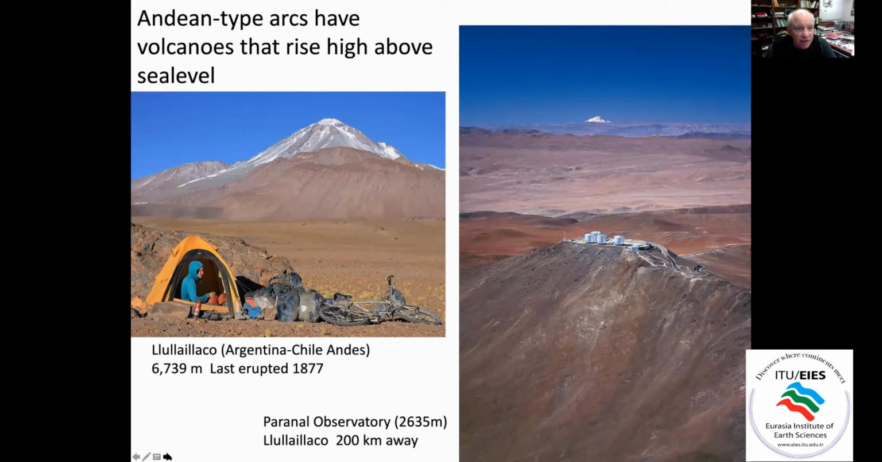Okay, so the Andean type arcs have volcanoes that rise high above sea level. So I can't even pronounce this volcano, but that's higher than any mountain in the United States.